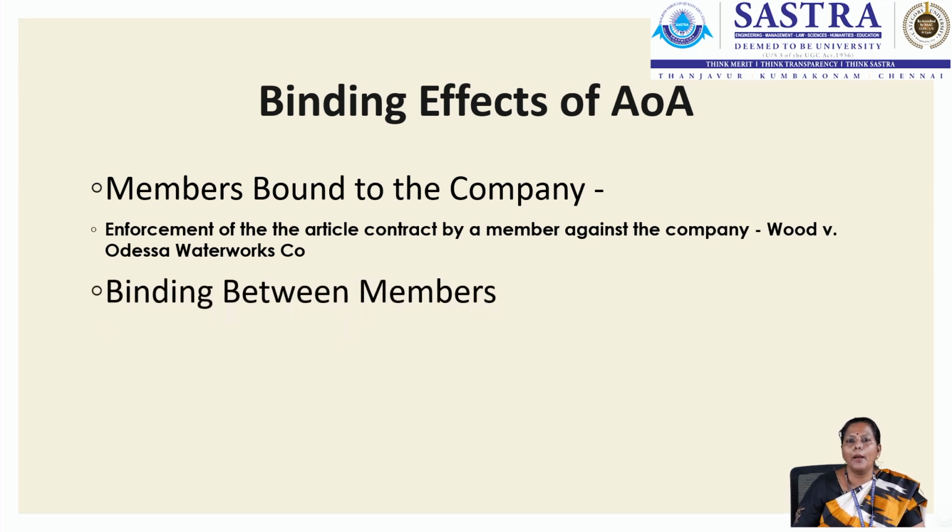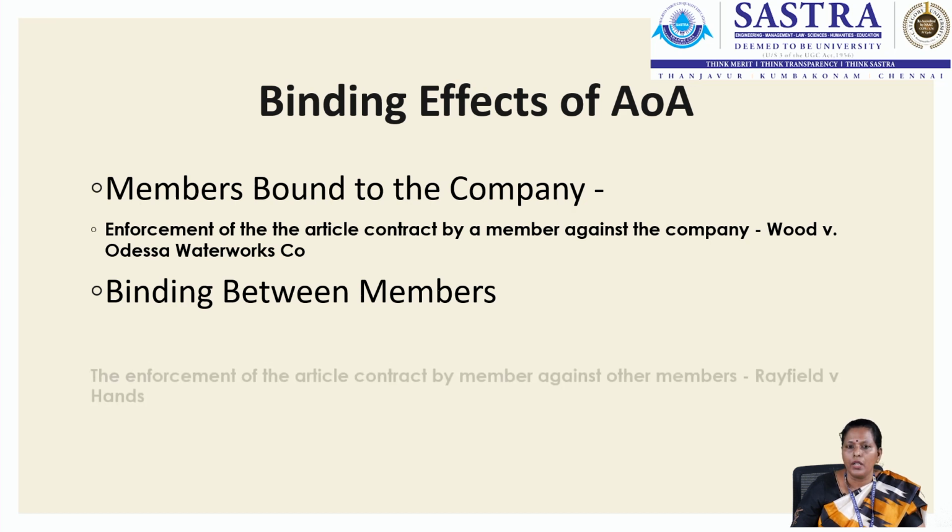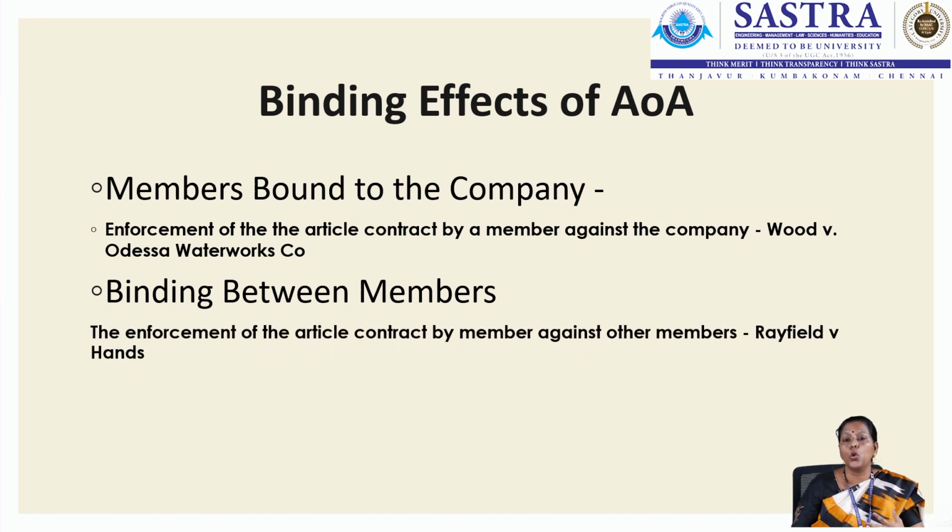Next is about binding between the members. It is not only that the articles of association create a binding bond between the company and the members, they also create a bond among the members. And all the members should follow the rules and regulations as per the articles of association. This can be understood better by looking at the case between Rayfield versus Hans. This is with respect to the enforcement of the article contract by a member against other members.